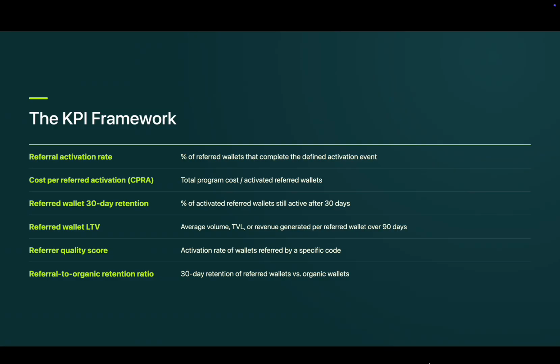Once the tracking is in place, you need the right KPIs. Referral activation rate tells you what percentage of referred wallets complete your defined activation event. CPRA, or cost per referred activation, tells you how much you're paying for each activated referred wallet. Then there's 30-day retention, which tells you whether those activated wallets remain active. Referred wallet LTV helps quantify the value generated by those users. Referrer quality score lets you compare individual referrers. And finally, the referral-to-organic retention ratio compares the retention of referred wallets against users acquired organically.